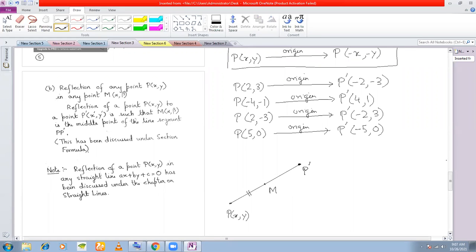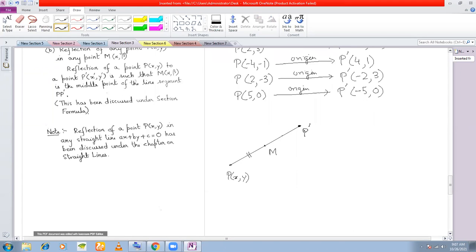So that means PM must be equal to MP'. You measure this distance, and it must be equal to this distance. That means M must be the midpoint of the line segment PP dashed. That is how we reflect. This one you have to remember.